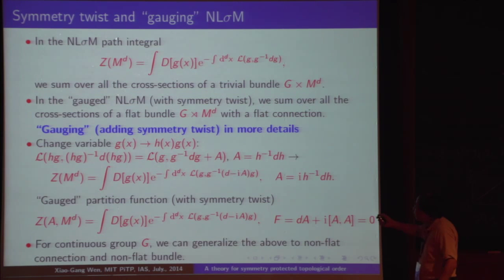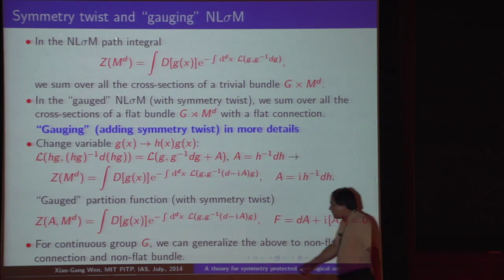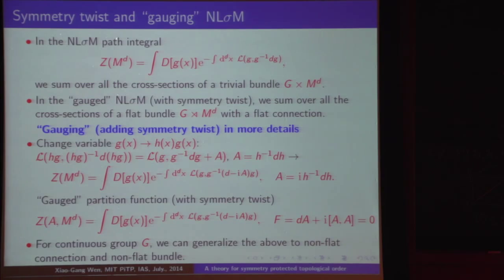Here, let me try to describe the gauging in a little bit more detail. What we do is we change the variable. We change g(x) to h(x) times g(x). h(x) is fixed, g(x) is still a variable. Then you just plug into this expression, and you find that the derivative term has a shift. It's h inverse dh. The constant term does not have a shift, because the constant term is usually a potential term, which is already invariant under this constant transformation.